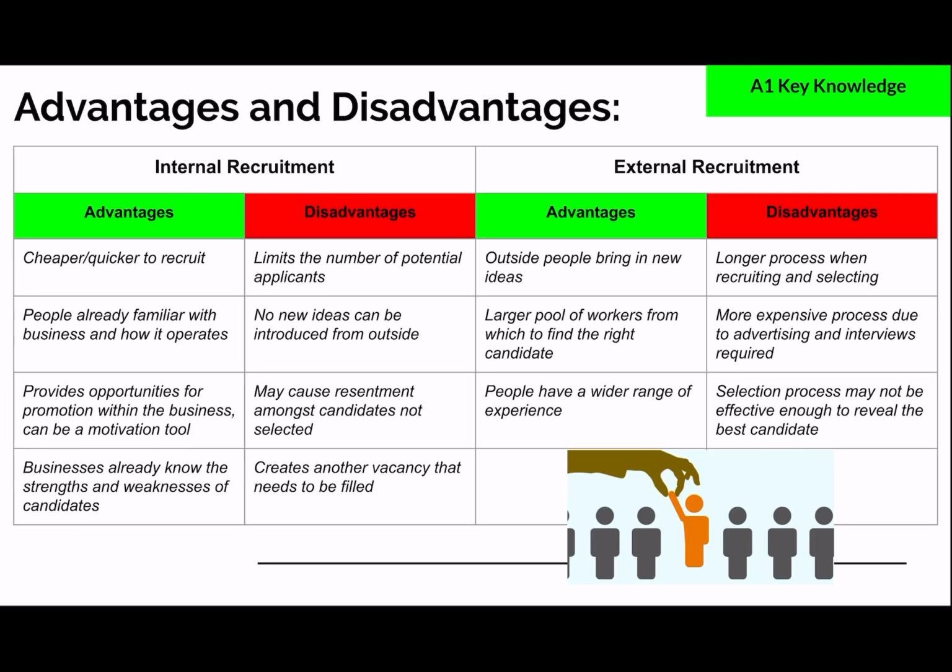Some advantages of external recruitment, as I previously mentioned, are that they have a larger pool of candidates to choose from. So they may be seeking an individual with a specific skill set that their organisation doesn't currently have, and it allows them to find individuals who may have specific skills that the business needs. It can also mean that people have a wider range of experience because they've worked for a number of different organisations before moving to this new job role.